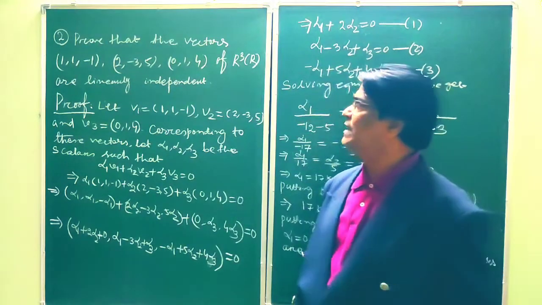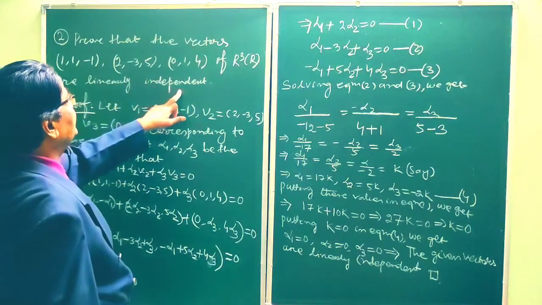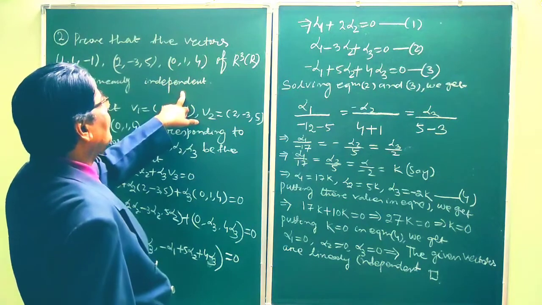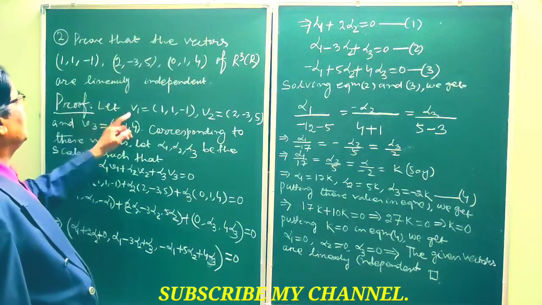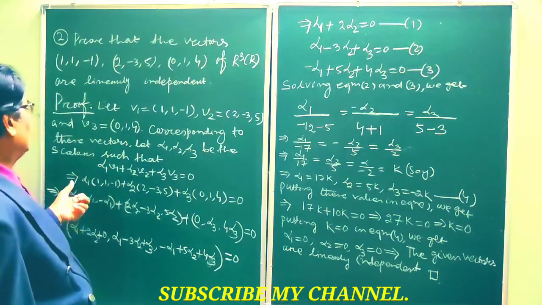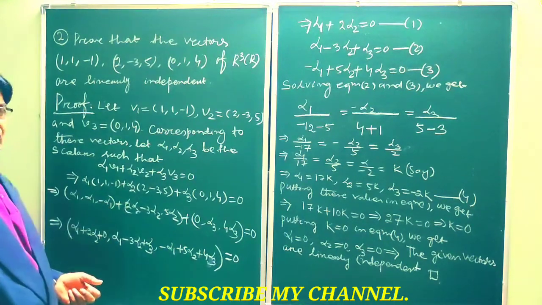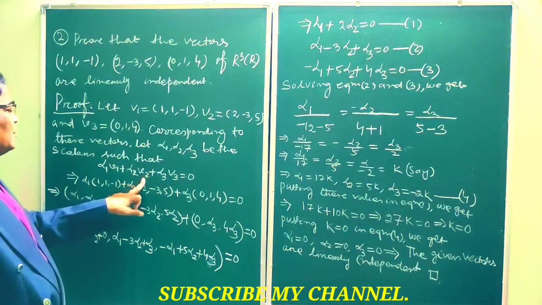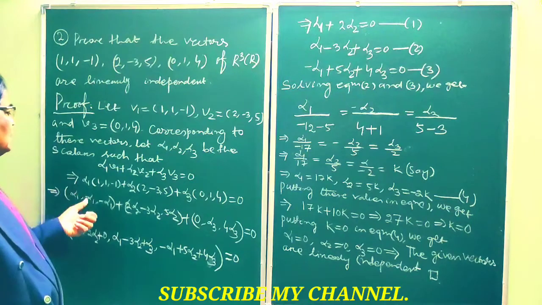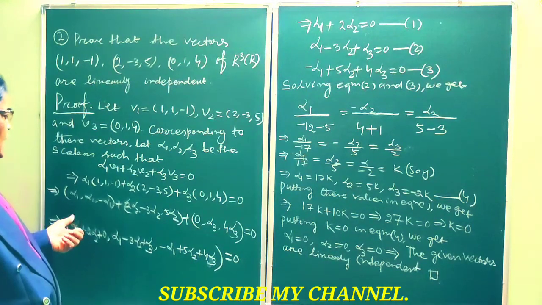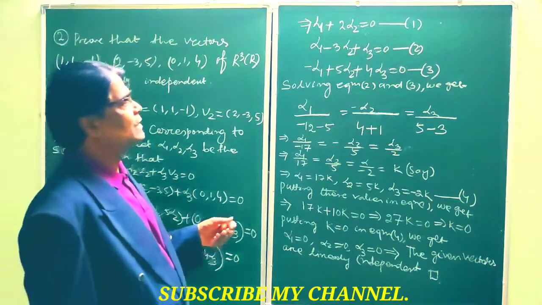So here the question is, we have to prove that the vectors (1, 1, -1), (2, -3, 5), (0, 1, 4) of R^3 are linearly independent. So we have taken the three vectors as v1, v2, v3, with corresponding scalars alpha 1, alpha 2, alpha 3, such that alpha 1 v1 plus alpha 2 v2 plus alpha 3 v3 is equal to 0. Now putting the values of v1, v2, v3 and after simplification, we get equations 1, 2, 3.